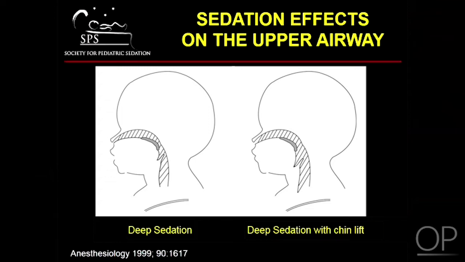Both images were performed in children receiving deep sedation with propofol. The image on the right, however, was performed in the presence of a chin lift. This serves to illustrate the anatomical changes that occur during sedation-related upper airway obstruction and the changes in airway caliber that can occur with simple airway maneuvers like a chin lift.